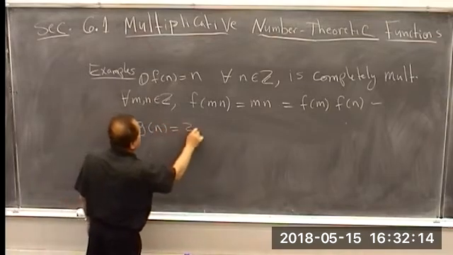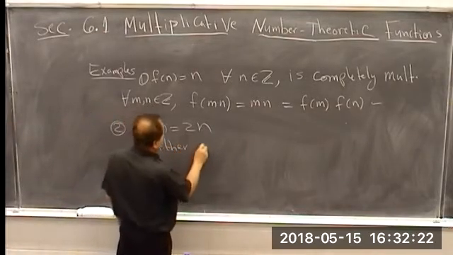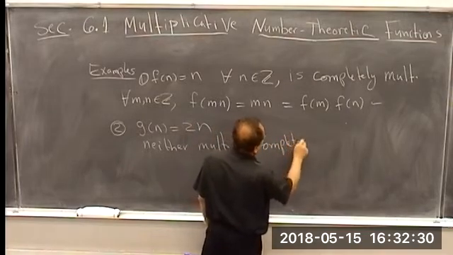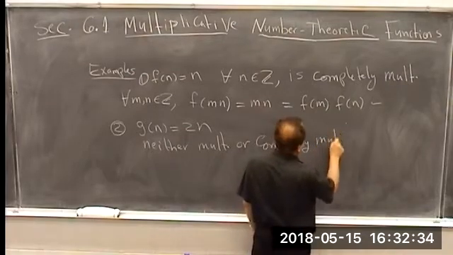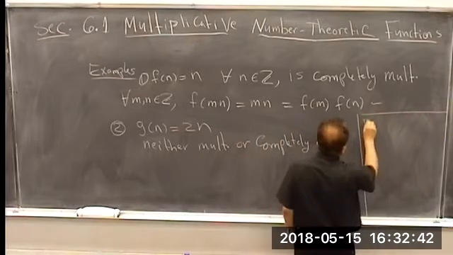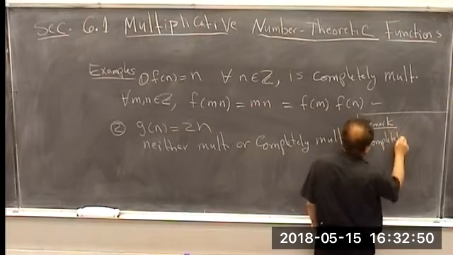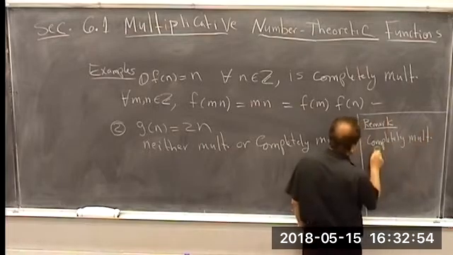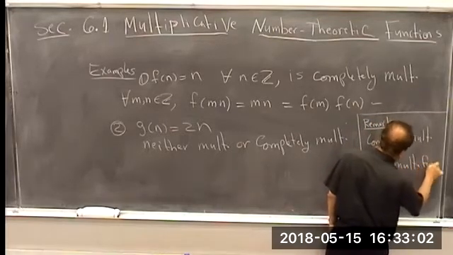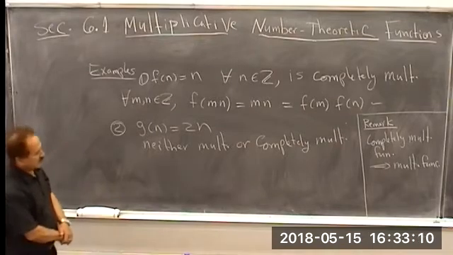G of n is equal to 2n. This is actually neither multiplicative nor completely multiplicative. Well, in fact, every completely multiplicative function is multiplicative, of course. Let me put this remark here. So completely multiplicative implies multiplicative, but not the other way around. So if a function is completely multiplicative, then it is definitely multiplicative. But the reverse argument is not true in general.